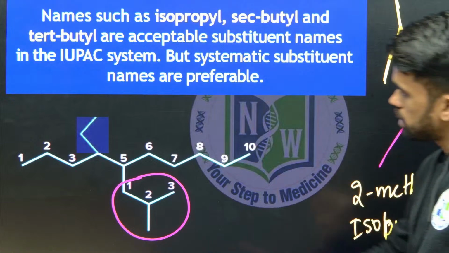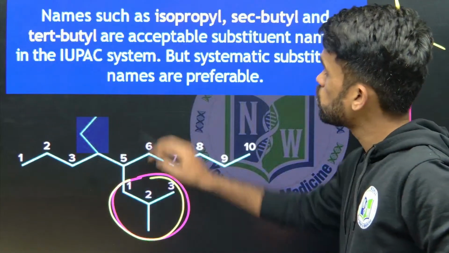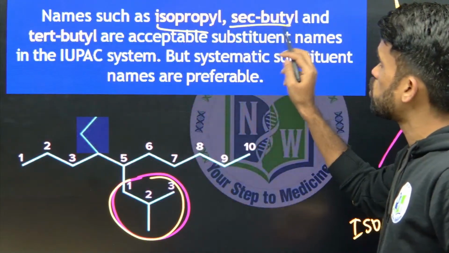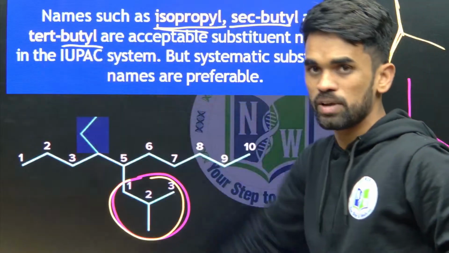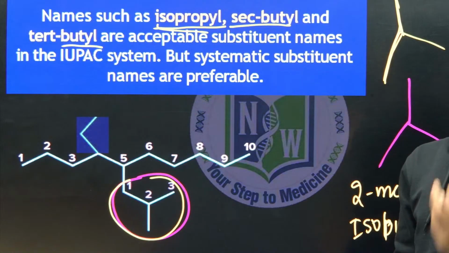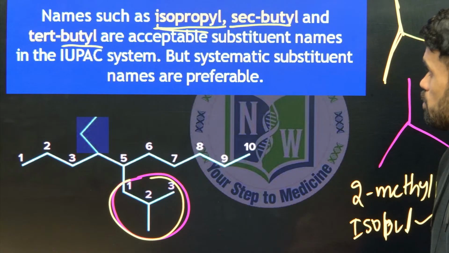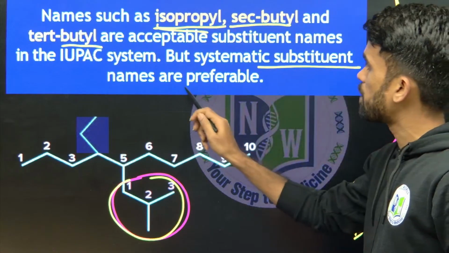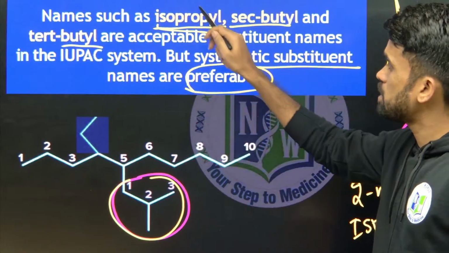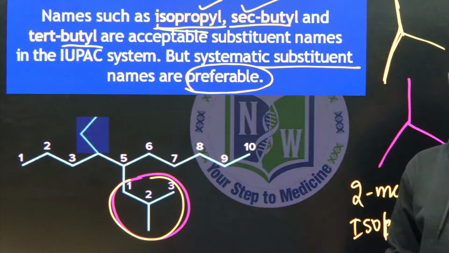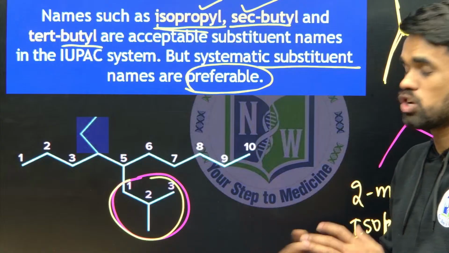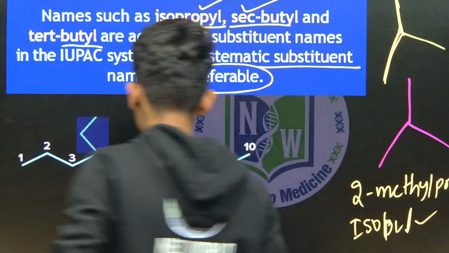Okay, so now this can be here. If I use isobutane, secondary butyl, isopropyl, tertiary butyl, that is not exactly IUPAC, but it is acceptable IUPAC nomenclature. But systematic substituent names are preferable here. IUPAC will accept these names also, but more systematic IUPAC nomenclature is preferable. What does more preferable mean?